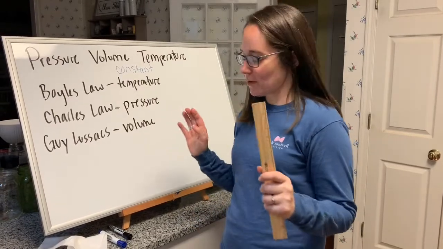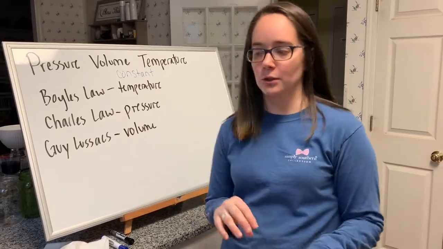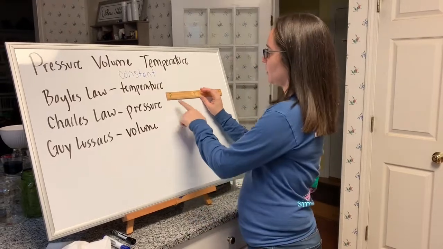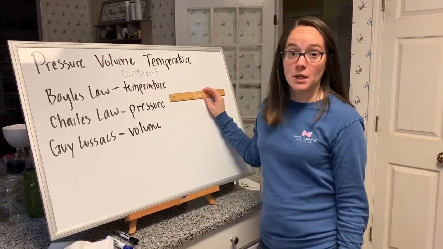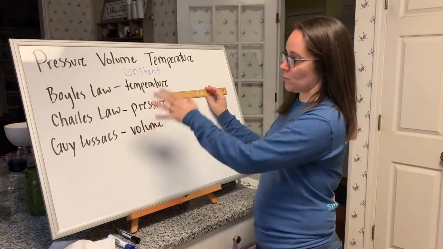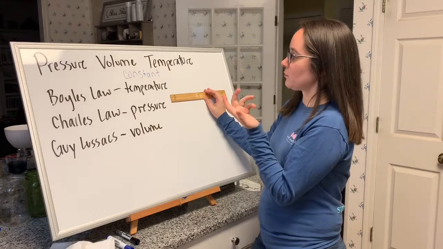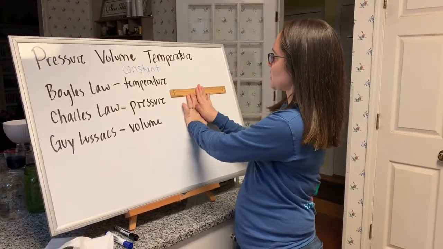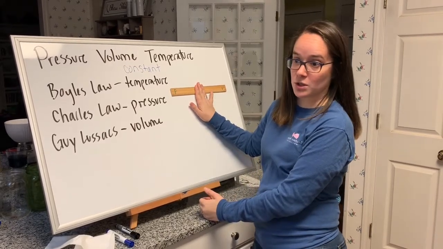If you have a pencil or a popsicle stick or even a ruler, take a Sharpie and mark it PTV. This is used to help figure out, based on the constant, how your other two factors are going to change. For example, if I'm using Boyle's law with temperature, if my temperature doesn't change, I'm going to put my hand over the temperature to show the temperature doesn't change.